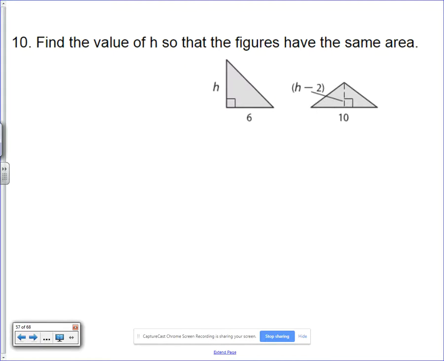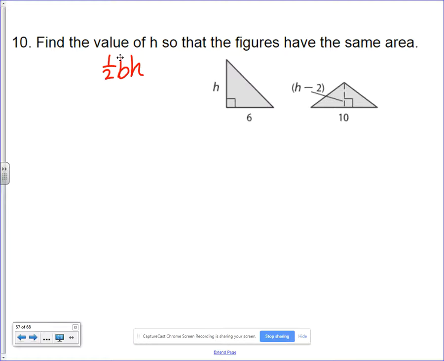Find the value of h so the figures have the same area. Folks, what shapes are these? How do you find the area of a triangle? That's perimeter. That's volume. Not the angles. The sides. You are going to do base times height, and you're going to multiply it by 1/2. That's something you need to know. 1/2 base times height. Are you ready?